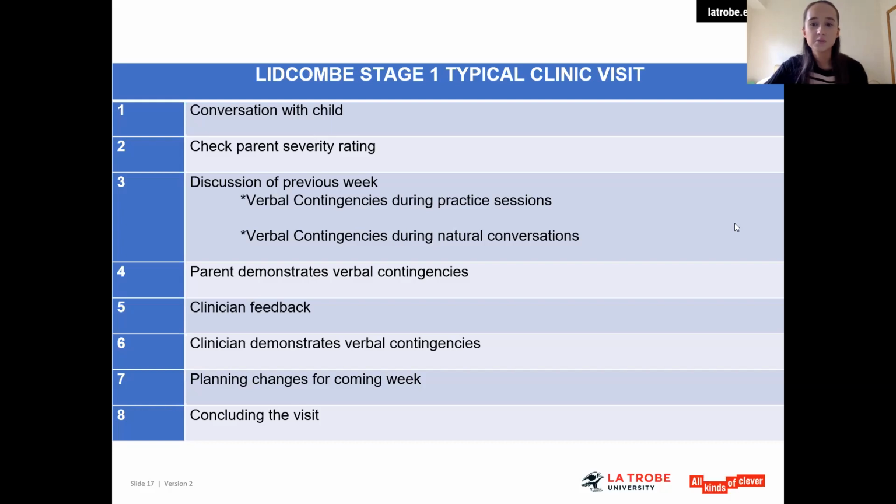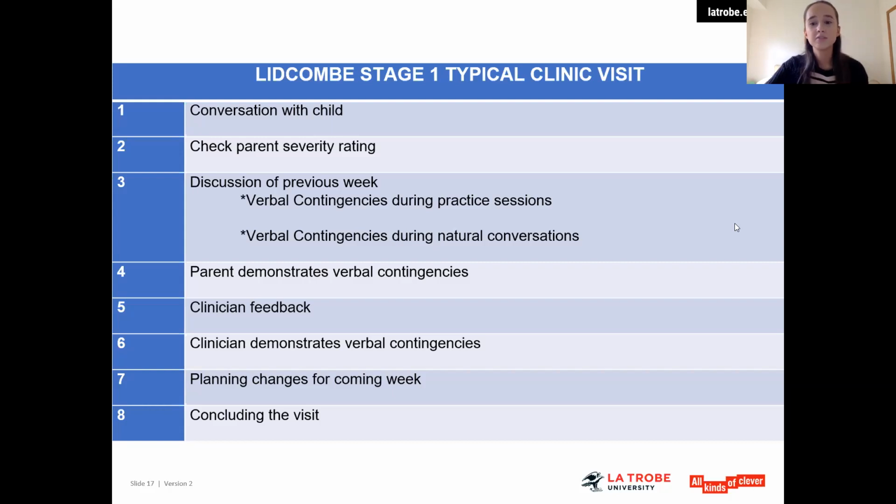The clinician may ask questions about the verbal contingencies, practice sessions, and severity ratings. And during this time, the parent or caregiver also has the opportunity to flag areas of difficulty, ask questions, or problem solve with the clinicians. Next, the parent often demonstrates the verbal contingencies which are used at home during therapy with the child. The clinician will offer feedback and make recommendations about how things could improve or how to move forward.